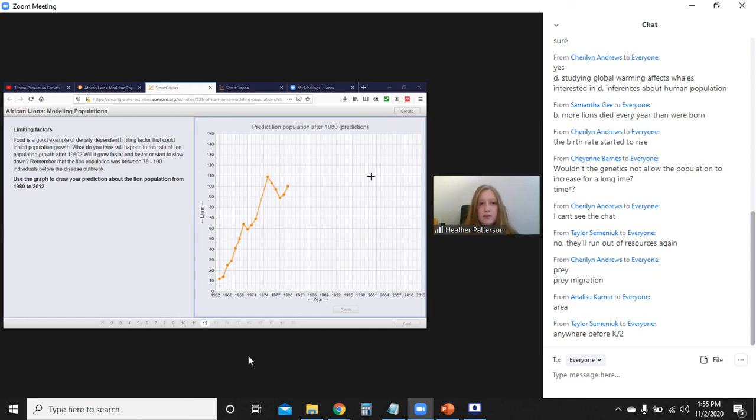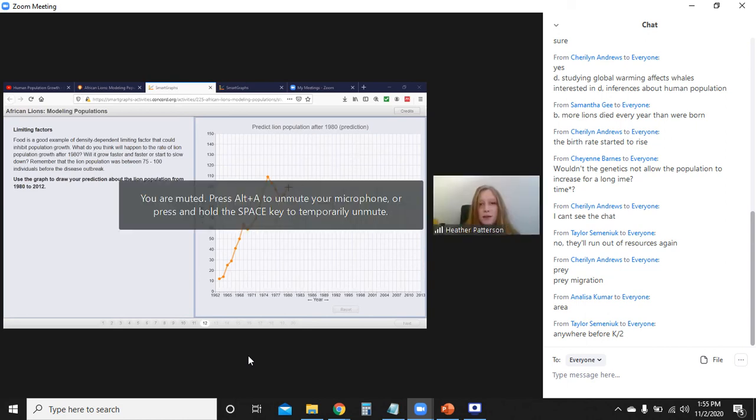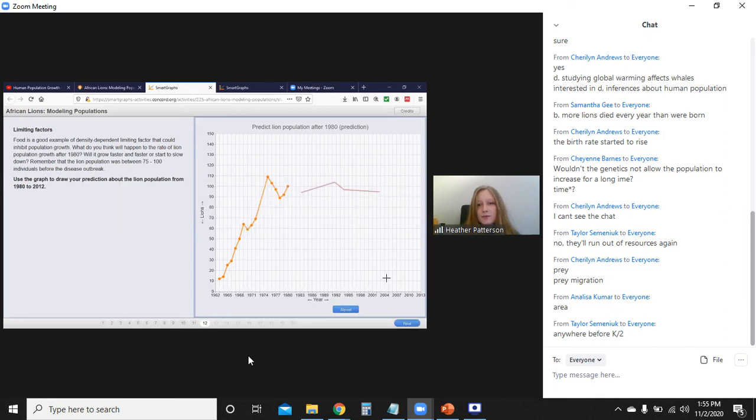So does anyone have any predictions? It would probably oscillate around 100. Yeah, probably. Exactly what Cheyenne said, probably around 100, maybe a little bit below because it was between 75 and 100 before the disease outbreak. And so you can probably assume that under non-stressful conditions it would be around the same.